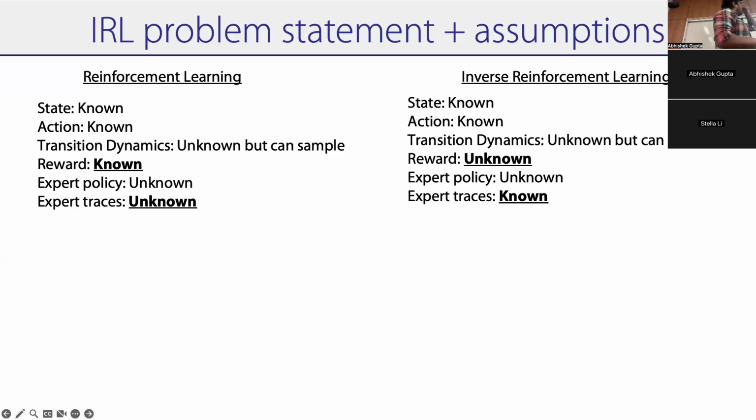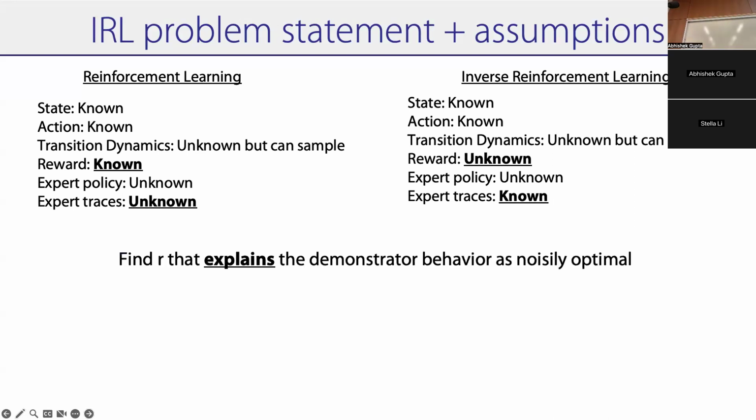So RL assumes that reward is known, but your expert policy is unknown and you don't have expert traces. Inverse RL assumes that the state action transition dynamics are the same, but your reward is unknown. Your expert policy is unknown, but you're given some number of traces from an expert, right? By traces, I mean trajectories drawn from an expert.